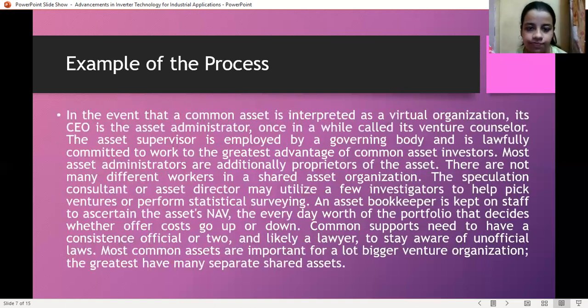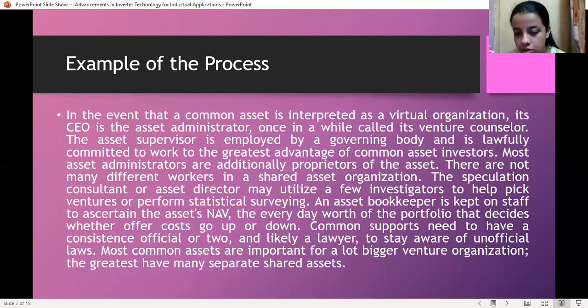Example of the process. If a mutual fund is interpreted as a virtual organization, its CEO is the fund manager, sometimes called its investment adviser. The fund manager is employed by a board of directors and is legally committed to work in the greatest interest of mutual fund investors. Most fund managers are likewise owners of the fund. There are not many other employees in a mutual fund company.